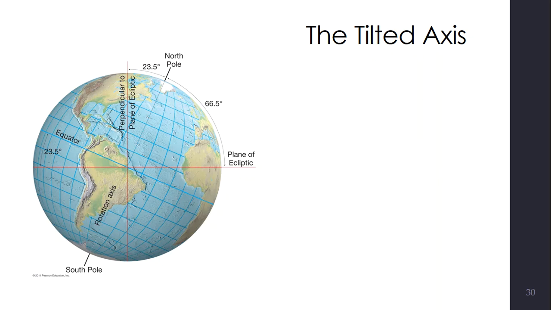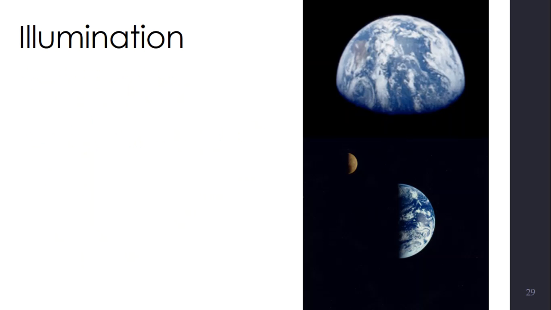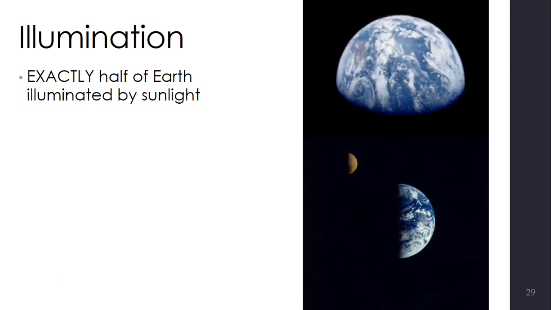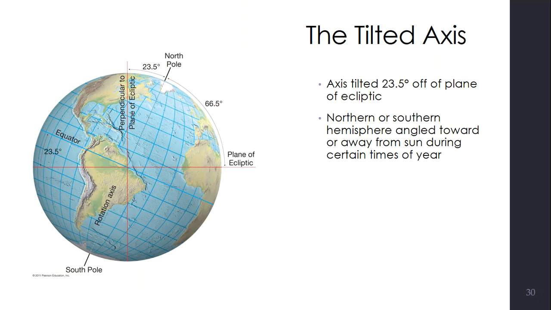Our Earth is rotating on a tilted axis. The axis is tilted 23.5 degrees off the plane of the ecliptic. And so I'm just going to back up for 1 second. So when we look at this Earth rotating around the sun here, what we can see is that it's tilted a little bit. Go back. There we go.